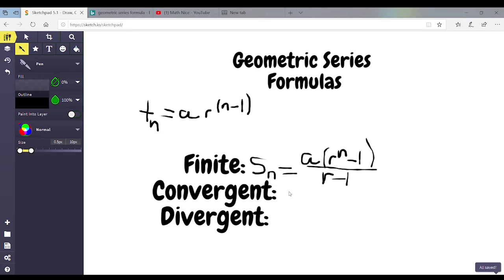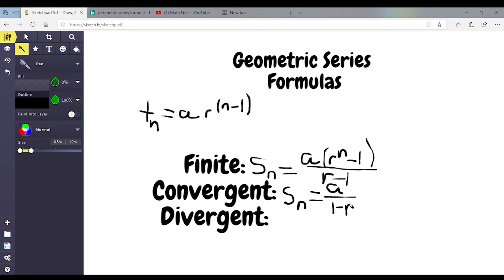Okay? Now for convergent, S sub n equals a over 1 minus r. Okay. So we know that's right, and this is only in the case that r is going to be less than 1, because 1 minus 1 would just be 0. So we know for convergent it's always going to be less than 1, right? So it doesn't work for 1.